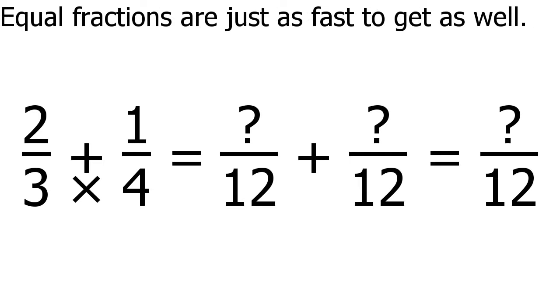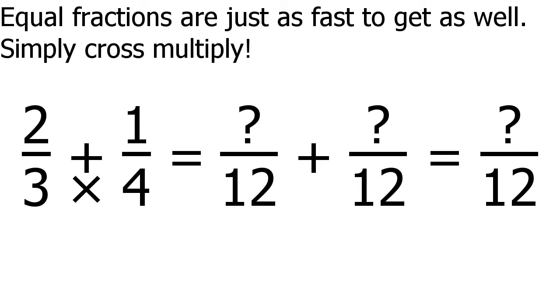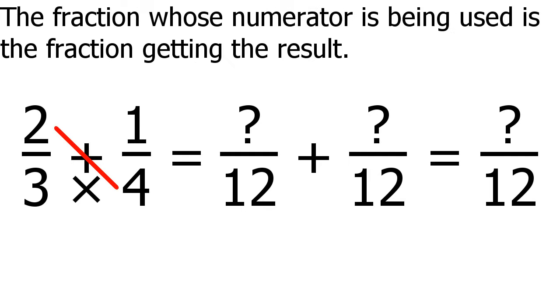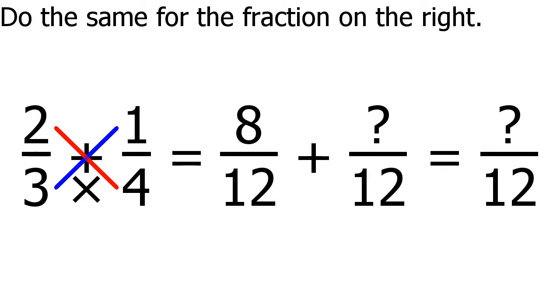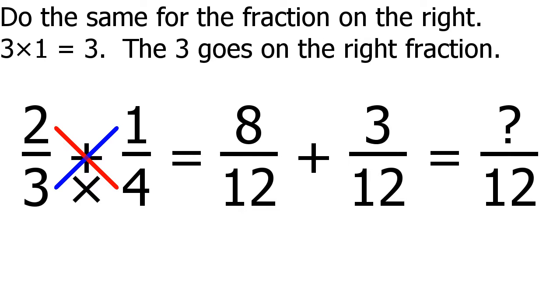Equal fractions are just as fast to get as well. Simply cross-multiply. The fraction whose numerator is being used is the fraction getting the result. The left fraction is using the 2, so the result goes in the left fraction. 2 times 4 equals 8. Do the same for the fraction on the right. 3 times 1 equals 3. The 3 goes on the right fraction.